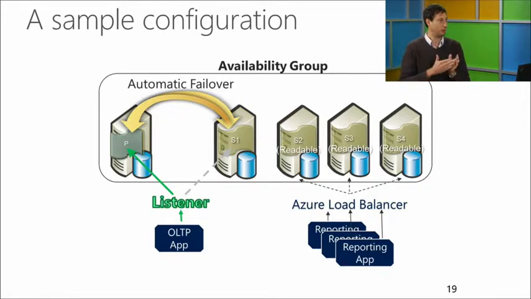If you have, for example, one or more reporting applications that need to use your data, you can move those reporting applications into your readable secondaries. And you can do things like configuring a load balancer in Windows Azure, and then load balance all those requests for the reporting applications across all the readable secondaries. So it's a very powerful way to scale out your application, for example, in the cloud.